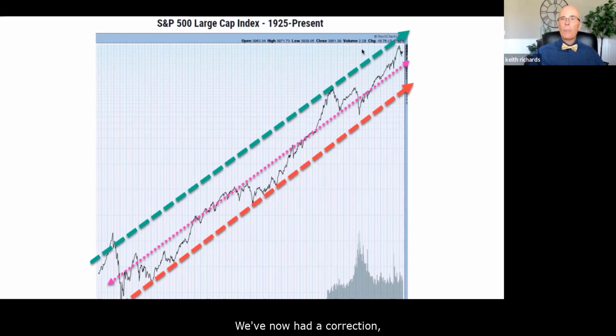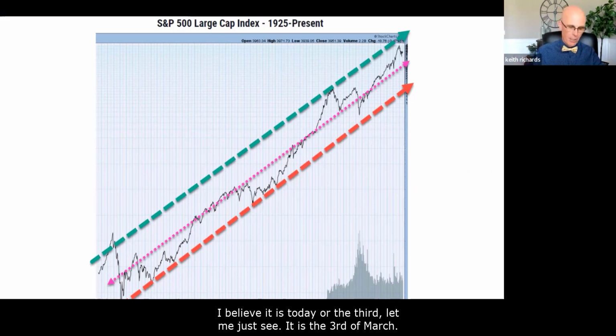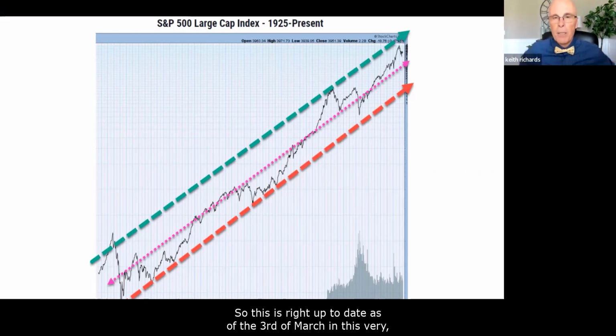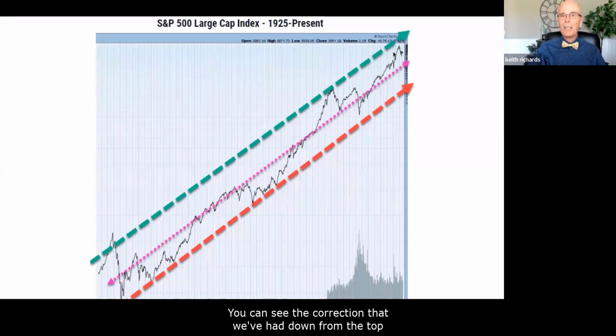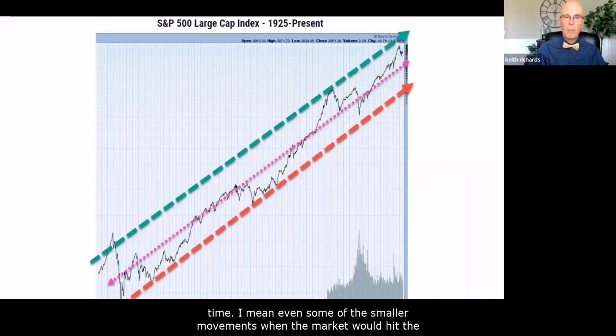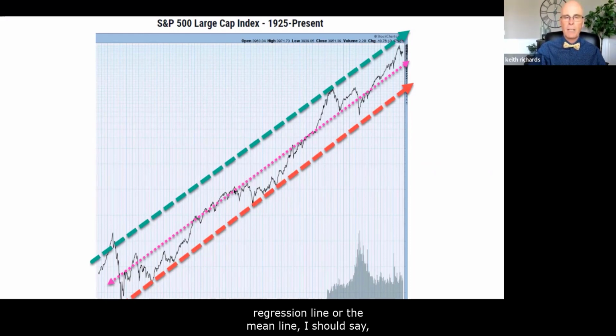So we've now had a correction, but if you look at the correction that we've had, and this is right up to date as of the 3rd of March in this very, very long-term time period, you can see the correction that we've had down from the top of that channel is pretty minuscule when compared to other movements over time. I mean, even some of the smaller movements, when the market would hit the regression line, or the mean line, I should say, and pull back.